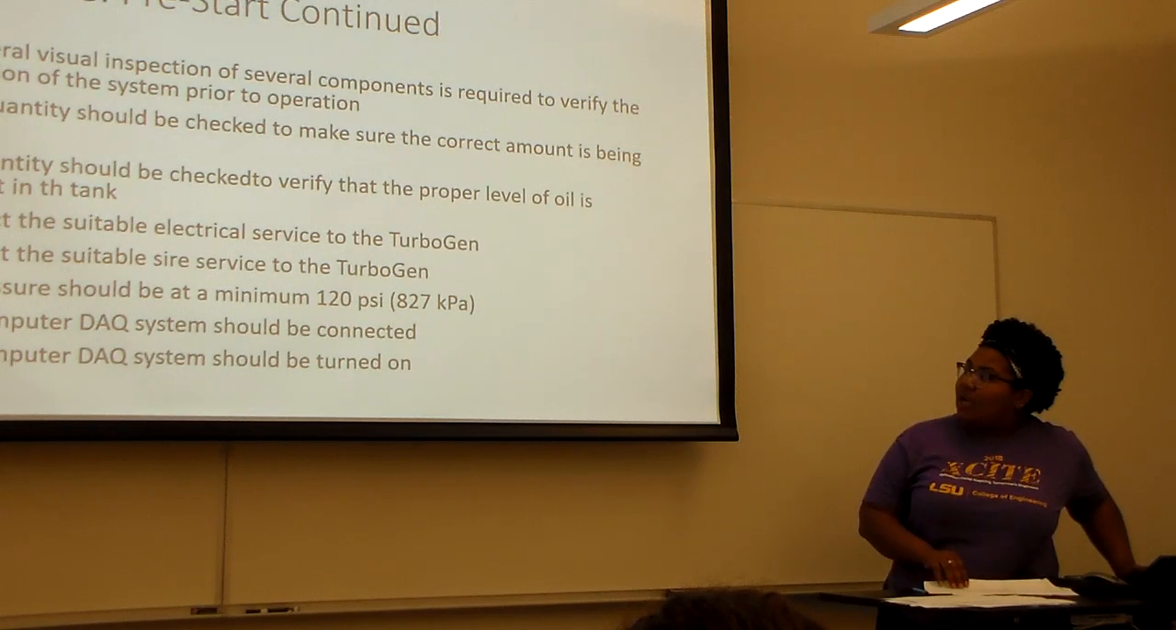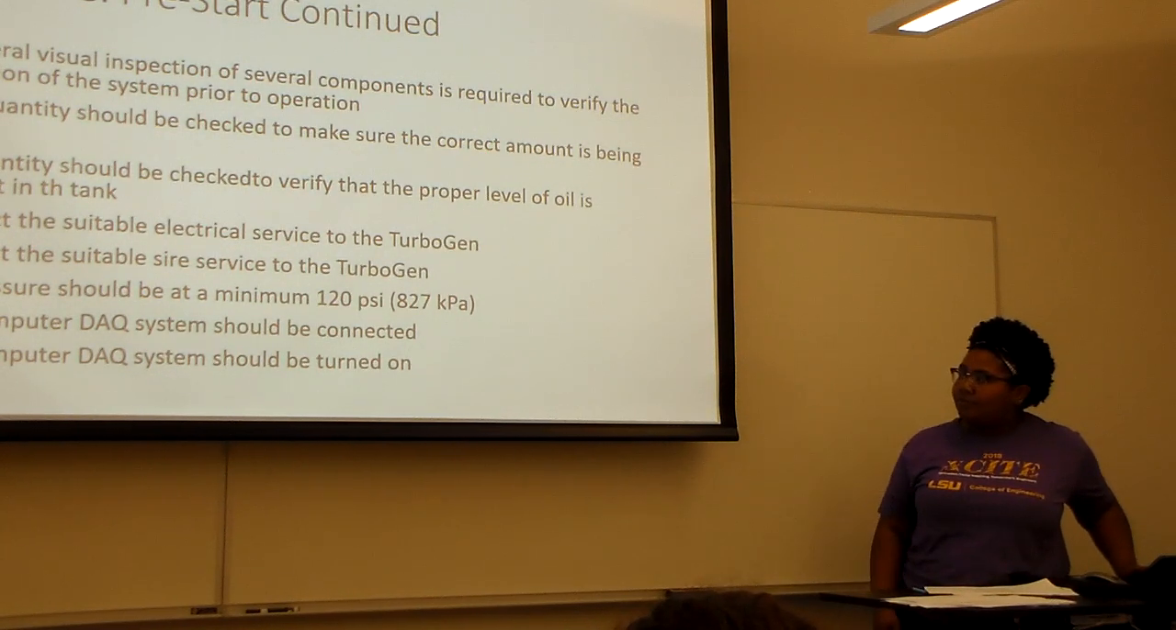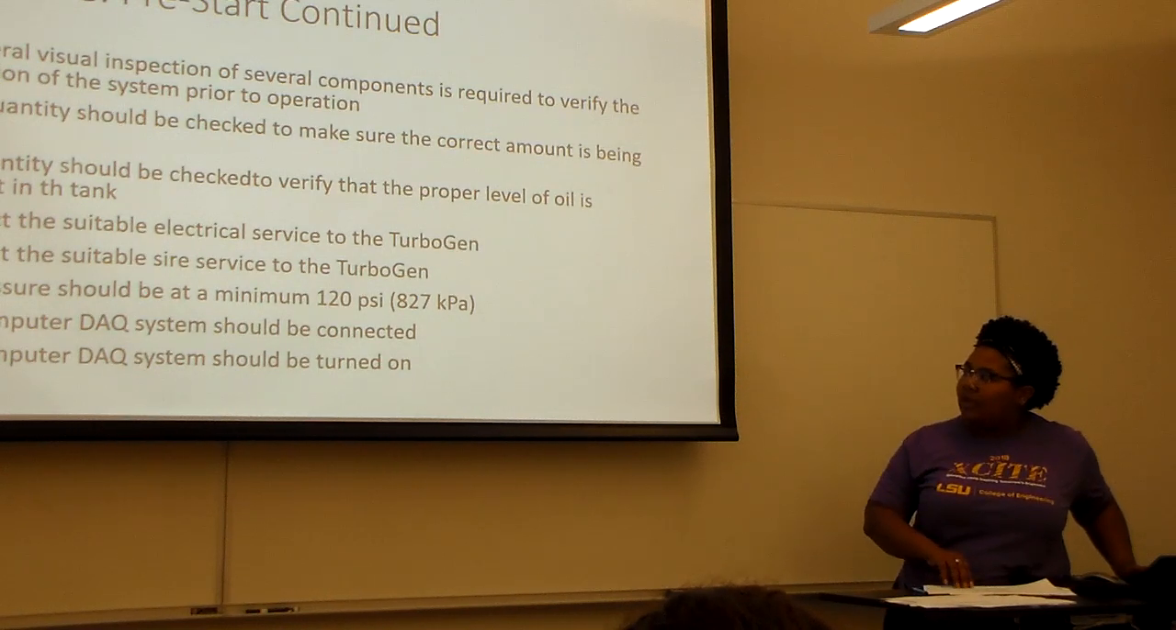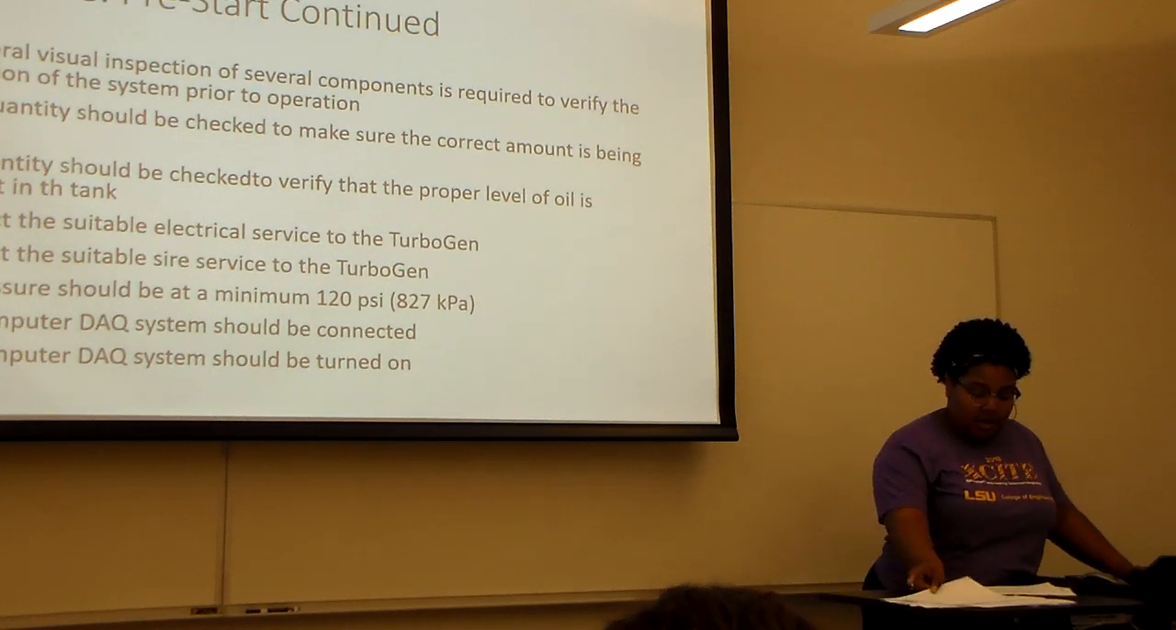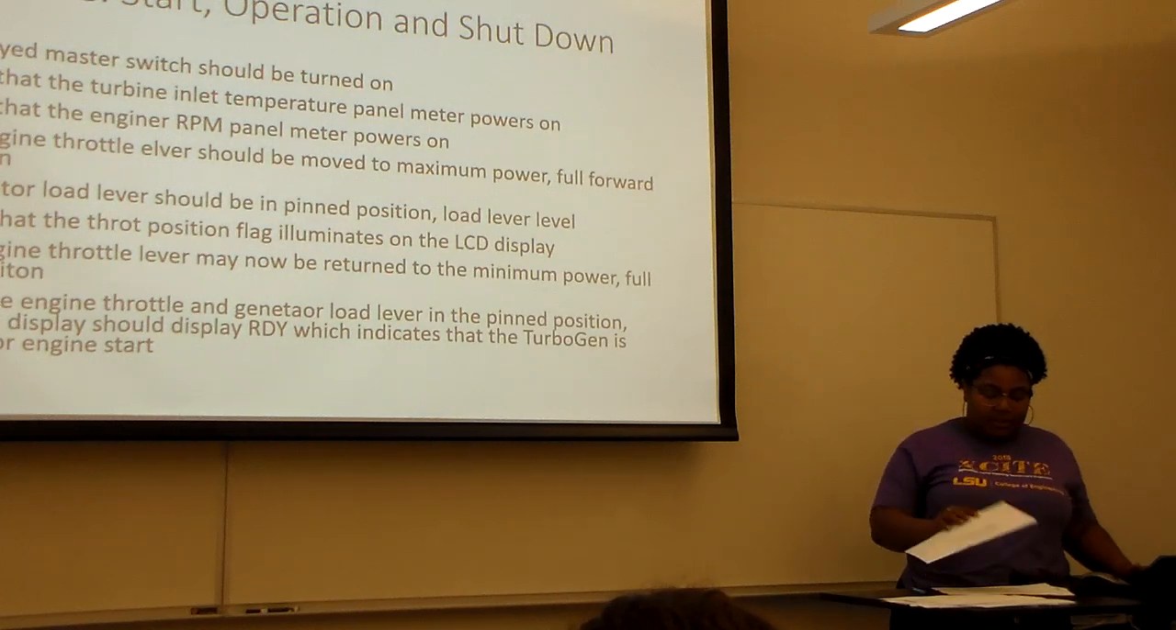Fuel quantity has to be checked. The oil quantity has to be checked. You have to connect the suitable electrical service to the turbo gen, make sure all the wires are plugged in correctly. You have to make sure the air pressure is minimum 120 psi. Make sure the computer is connected and the computer is turned off. Start operation is shut down.